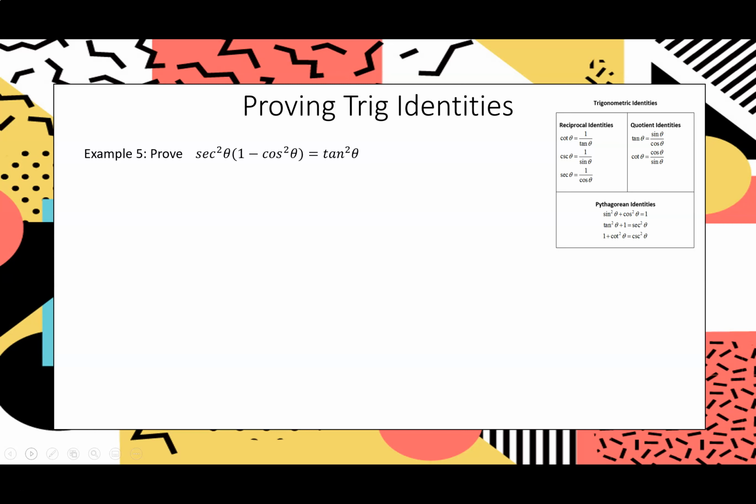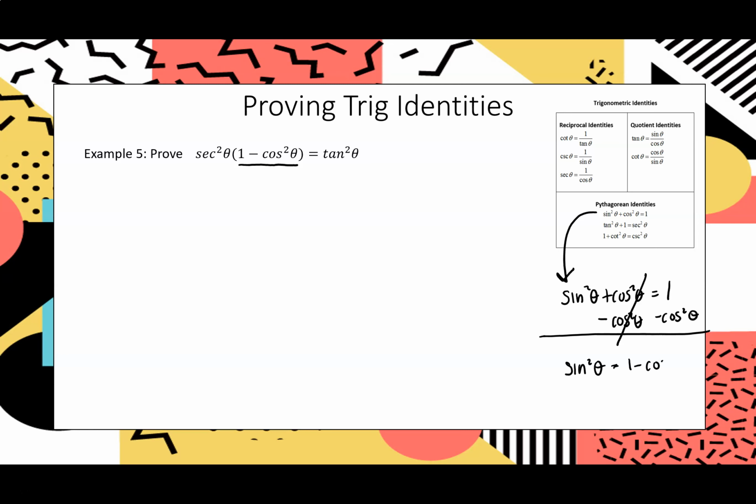Okay, this next problem here, you might notice looks very similar, but actually the right side is different. A little bit different problem here. Okay, here we go. I'm hoping that you see that 1 minus cosine squared theta actually can be manipulated from our first Pythagorean identity. Okay, so if I have sine squared theta plus cosine squared theta equals 1, I can go ahead and subtract cosine squared theta. The cosine squared thetas disappear, and I'm left with sine squared theta equals 1 minus cosine squared theta.